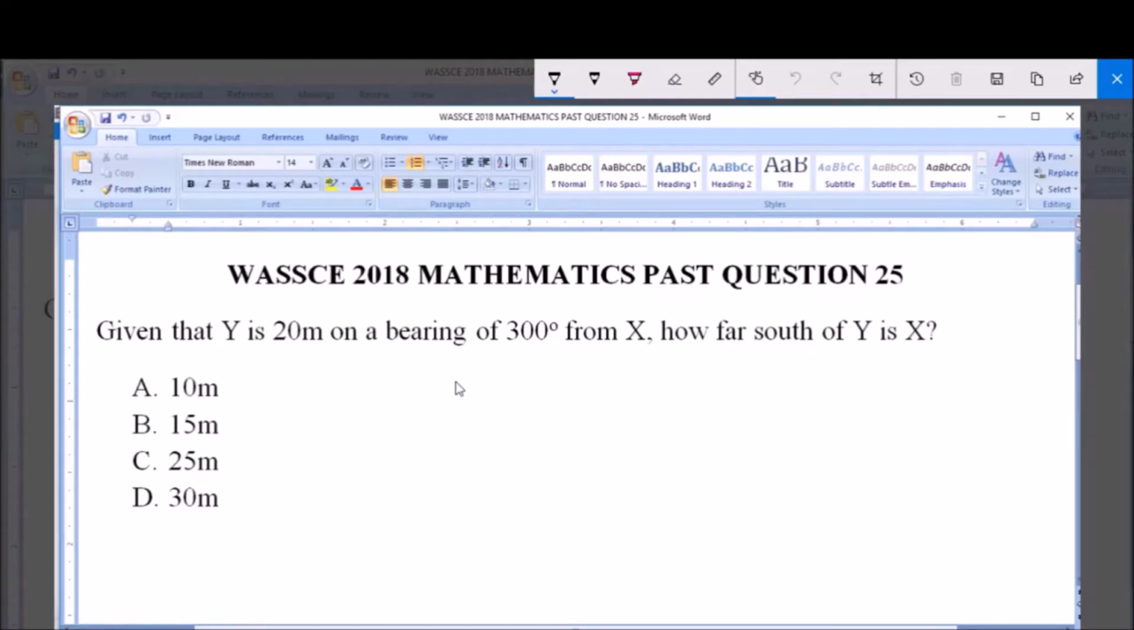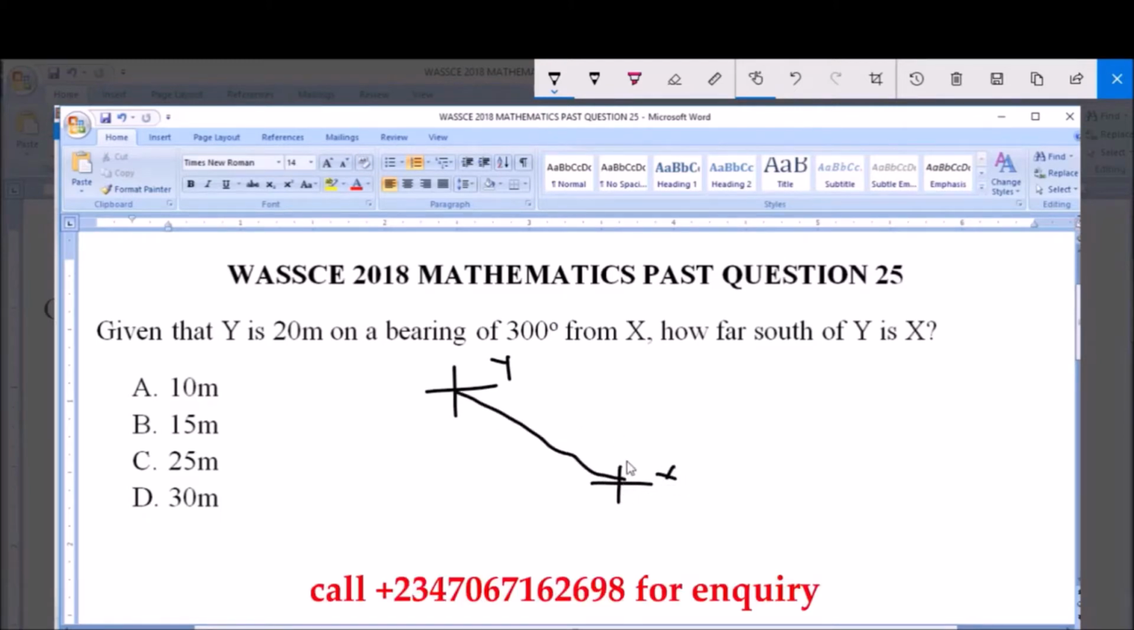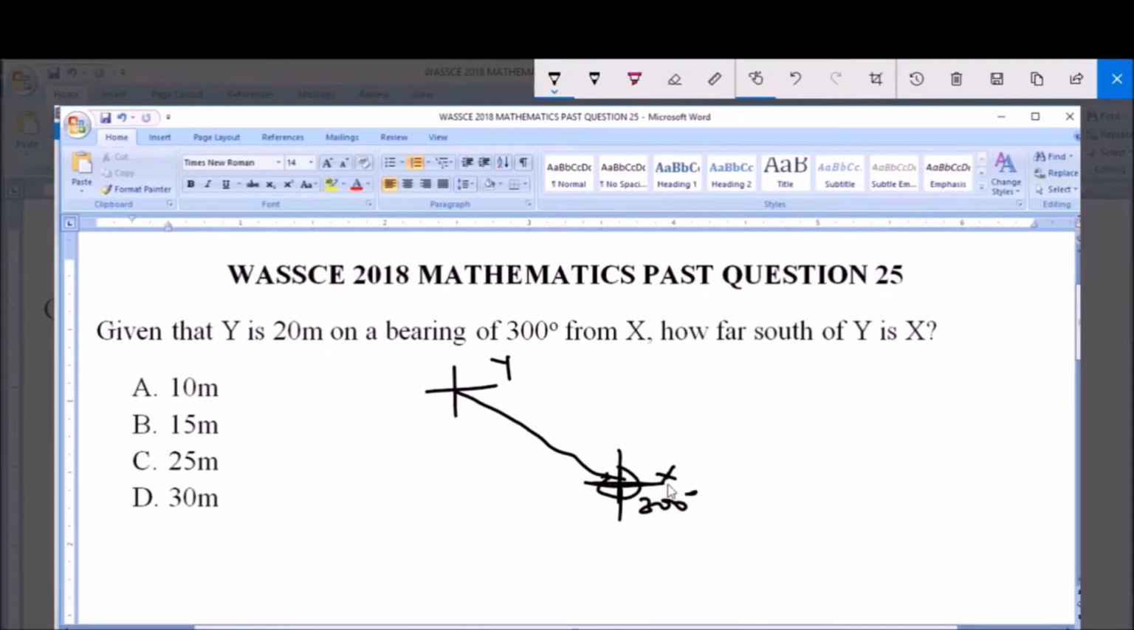Now given a bearing, let's call these points y, and point y is 300 degrees from x. Now this is point x. Now 300 degrees from point x will be somewhere here, so that we can see that from here to this angle is 300 degrees. Now we are asked to find what here, which is 20 meters from the question, and we are asked to find how far south of y is x.